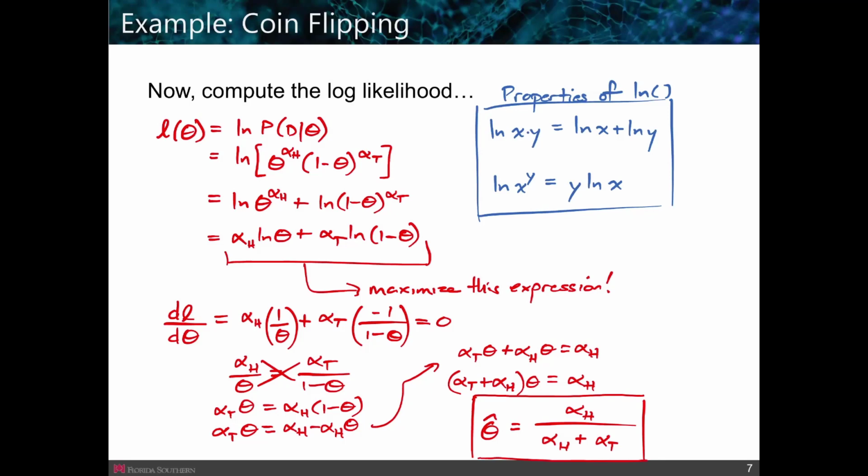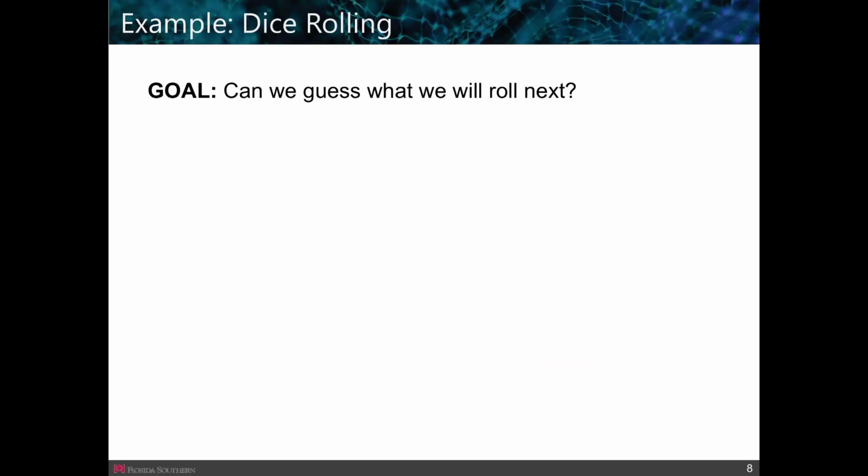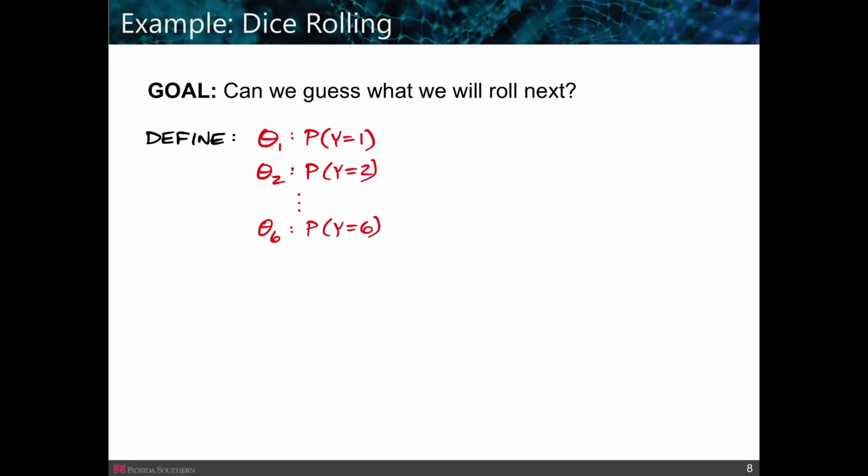Okay, let's try a slightly more challenging problem. Dice rolling. Suppose we have a 6-sided die, and our goal is to guess what we're going to roll next. Now, within that goal, let's define some important probabilities. So suppose I say that the parameter theta 1 is going to be defined as the probability that y equals 1. Theta 2 is the probability that y equals 2. Theta 3, probability that y equals 3, all the way down to theta 6, probability that y equals 6. And this example would apply no matter how many sides of our die there are.